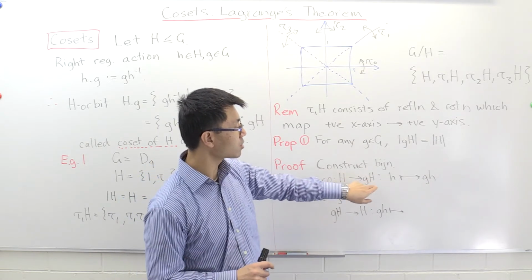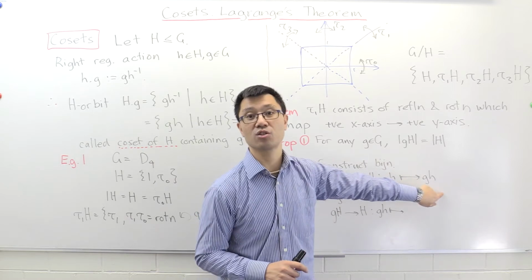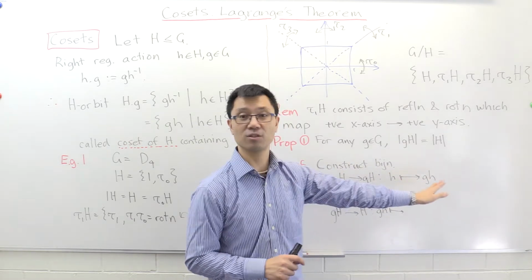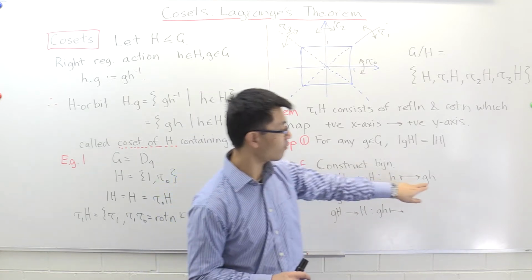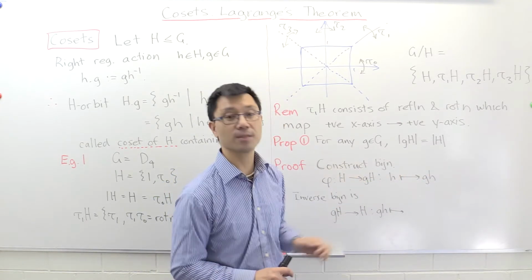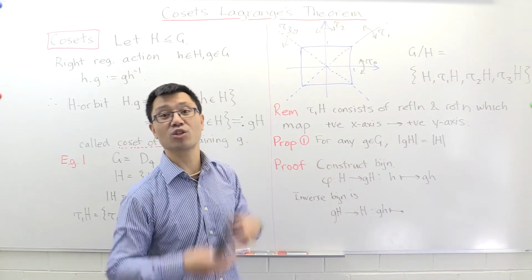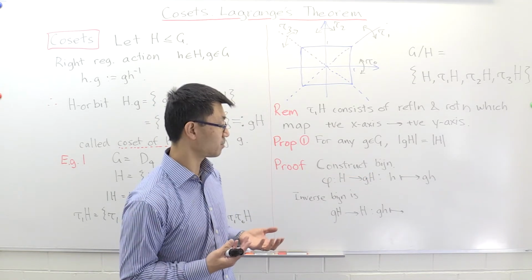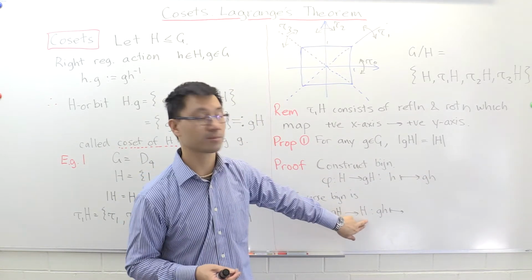So what are the elements of gH? They're things of this form, so I can map h to gh, right? And that's a well-defined function, and it's quite easy to see that it's surjective by definition of what this coset is. But to see it's a bijection, the easiest way is to construct the inverse. So now I want to invert this map by going from gH to H.